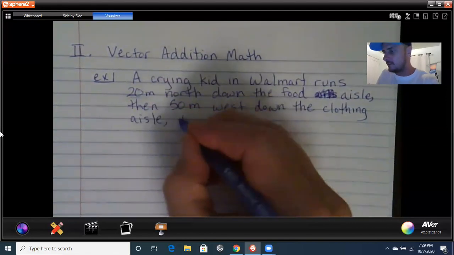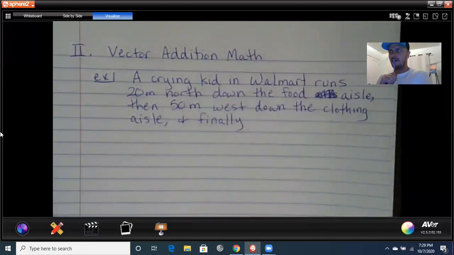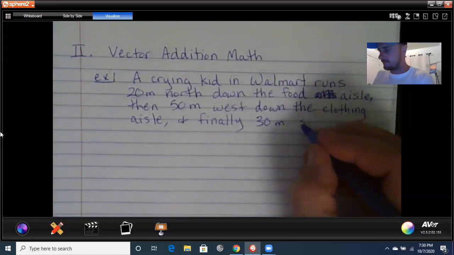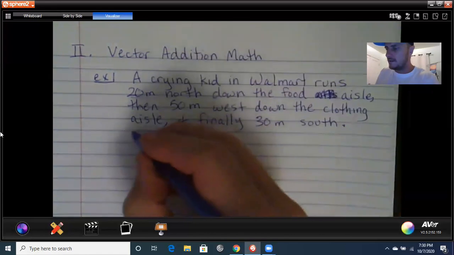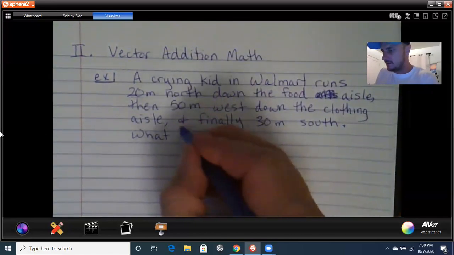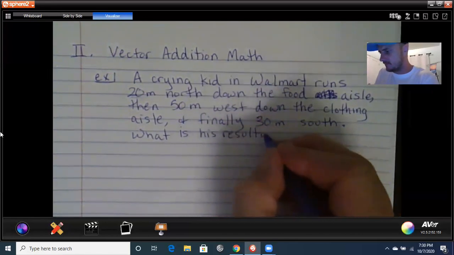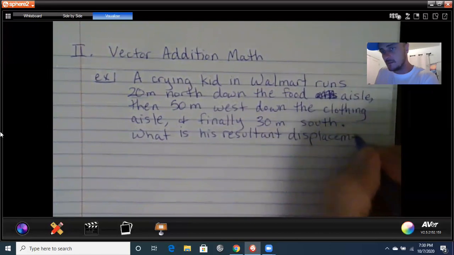And finally, see, I'm mapping this in my head, north, west. Let's go ahead and keep this one relative. Okay, 30 meters south. You can make up the aisle if you want to. I'm just going to say south, right? Leave it there. What is his resultant displacement? Let's find out that resultant displacement.